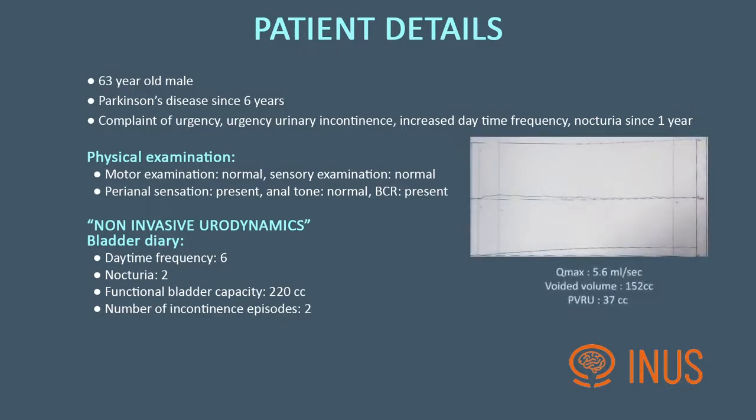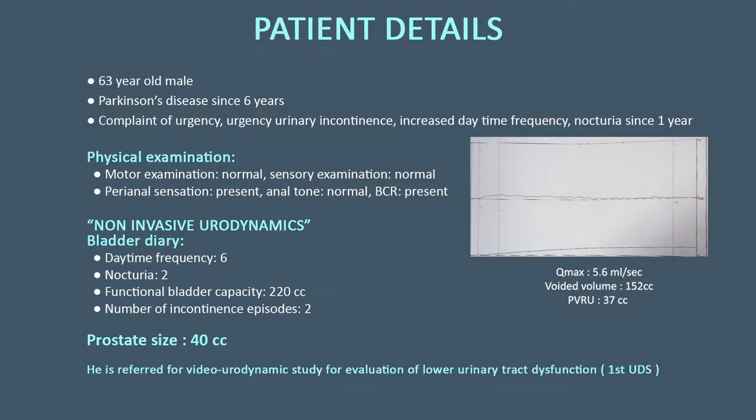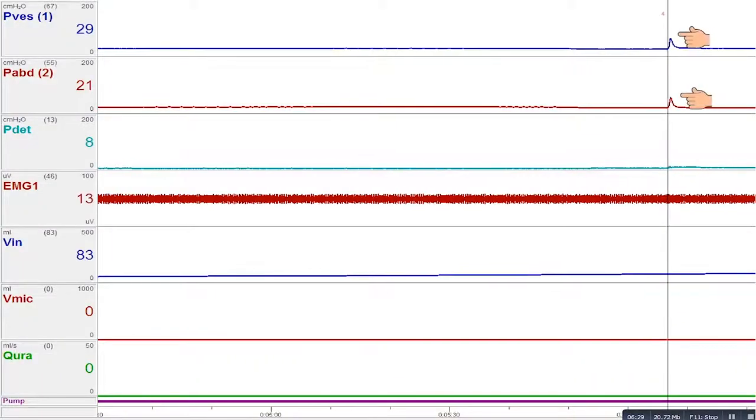Uroflowmetry shows a maximum flow rate of 5.6 ml per second and a post-void residual urine of 37 cc. The patient has a prostate size of 40 cc. The patient is in sitting position and we have started filling the bladder at the rate of 20 ml per minute. We have checked for quality signals.